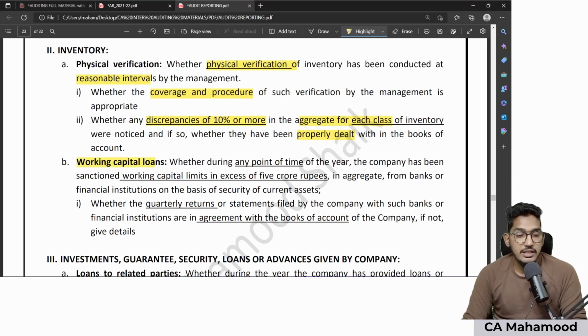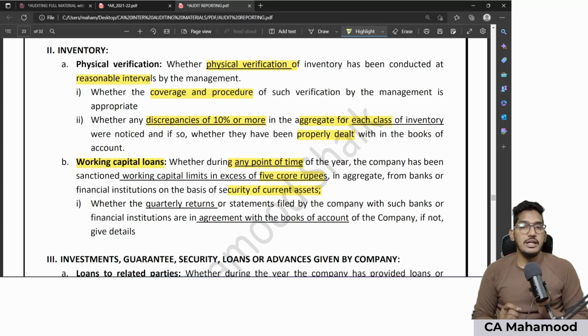Next, working capital loans. Second point is regarding whether your client at any point of time during the year has taken working capital loan in excess of 5 crore rupees, giving security of current assets. Second reporting requirement is applicable in case your client company has taken loans. That too which kind of loan? Working capital loan.